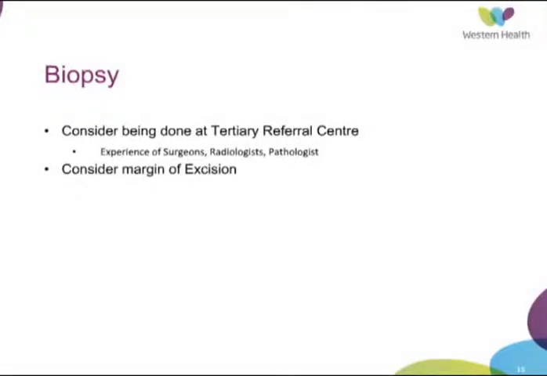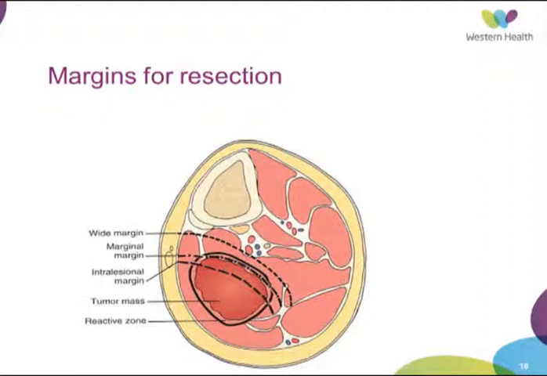Then we need to consider the margin of excision when we go through. This is a picture taken out of Miller's. There are four different margins we have when we're resecting tumors. An intralesional margin is when we go through the tumor, so that's trying to curette or debulk the tumor as much as possible if there's some concern that taking out all of the tumor may do further harm.